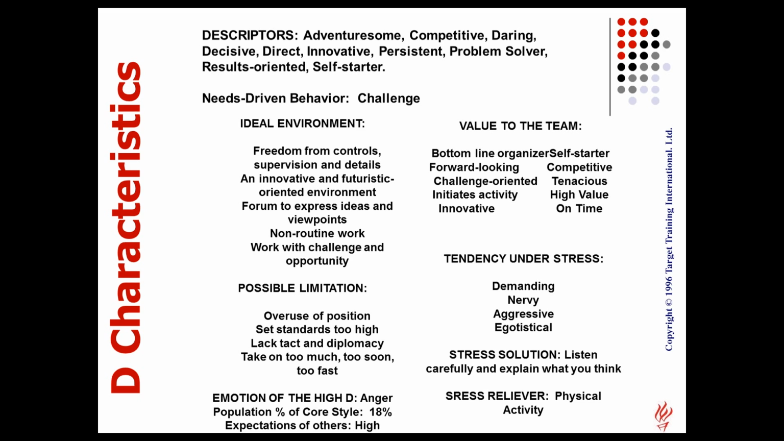And if you're a high D, you want to look at this because they have certain ideal environments, and most of them have created the ideal environment in their firm. There's the value to the team, the tendency under stress, possible limitation, and the emotion of a high D. Typically, they have high expectations, and they're prone to anger, and their response is to fight tooth and nail. If you've been in a litigation firm with a bunch of high Ds, that's how they get along. They fight with each other, with their partners, with other lawyers. Put a couple of high Ds in the room and just let them wrestle to the ground.